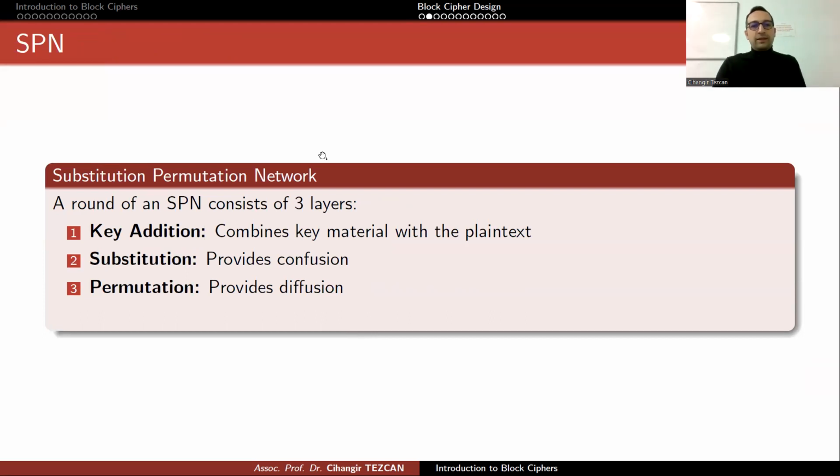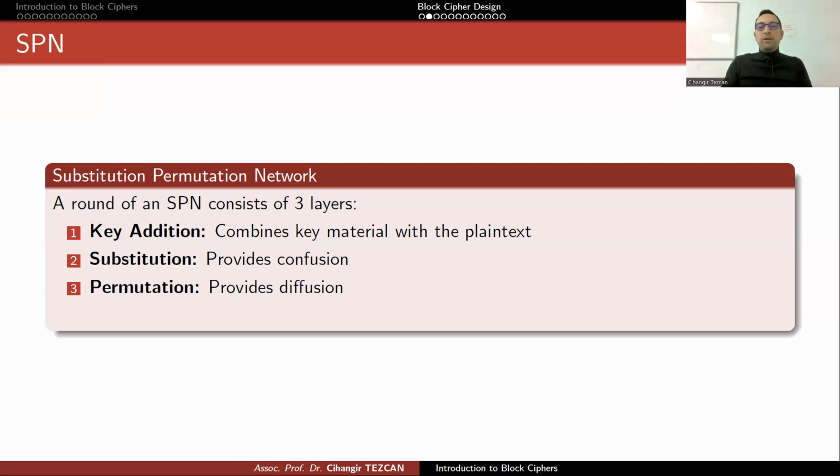So let's first look at the substitution permutation networks. Generally, one round of a substitution permutation network consists of 3 layers: key addition, which combines the round key with the plaintext or the input. The substitution layer provides confusion. Here we can use S-boxes, which are a nonlinear operation. In order to create confusion, we need the nonlinear operation. So S-boxes are one of the favorite examples.